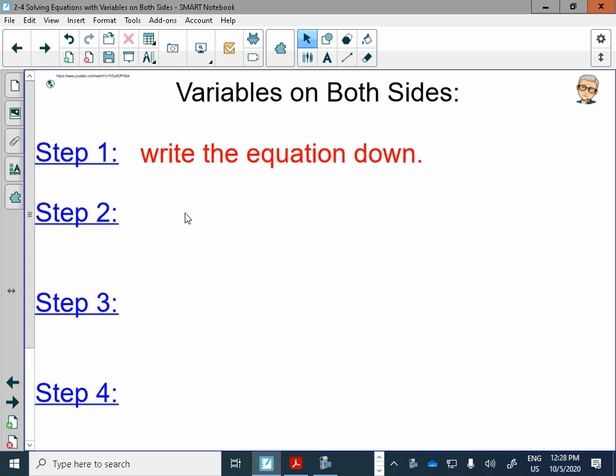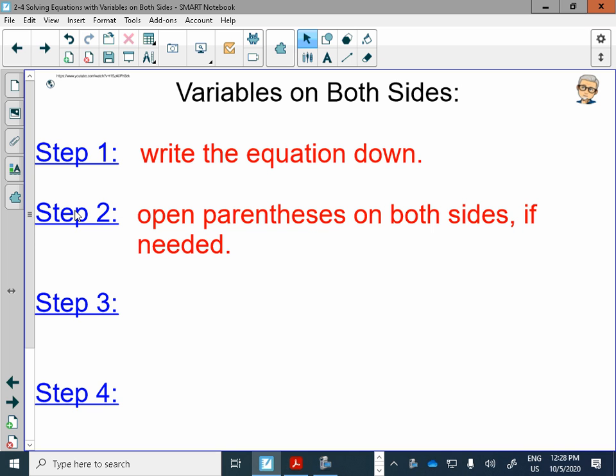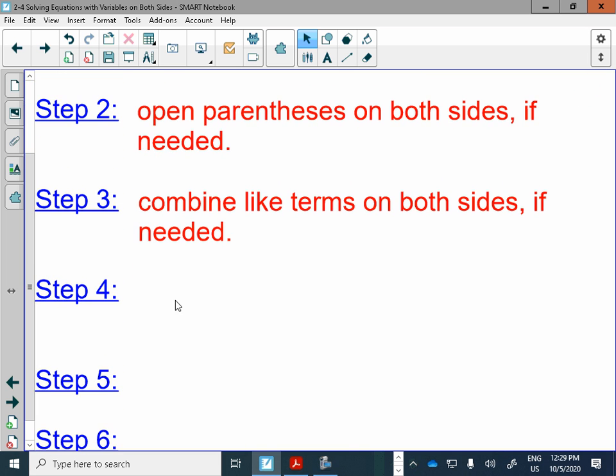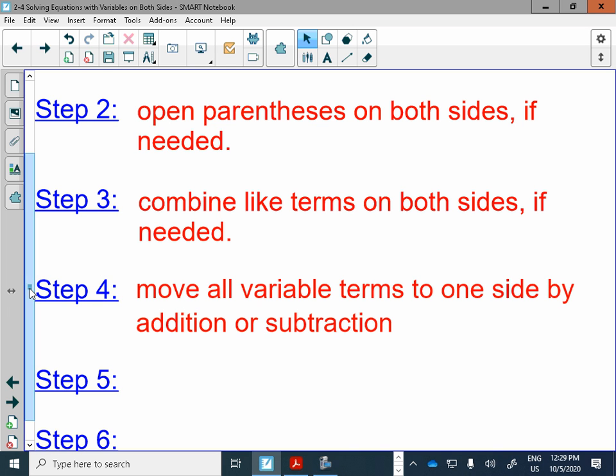Step number two today is going to be to open parentheses on both sides if necessary. How do you open parentheses, you say? Well, that's what we use the distributive property for. Step number three is to combine like terms on both sides if needed. This fourth step today is going to be to move all variable terms to one side by addition or subtraction.